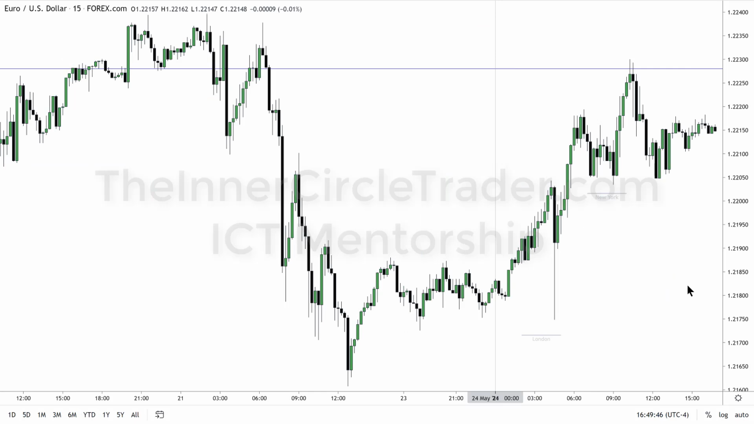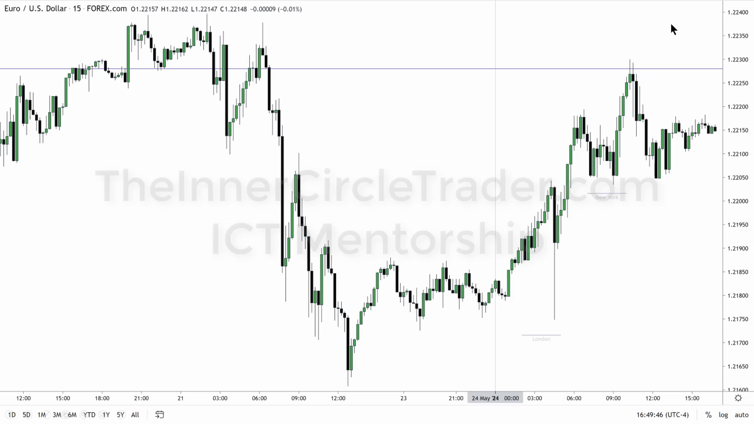Euro dollar 15-minute time frame. Nice little wicked Judas swing on the downside. London session. Rallies back up. This area right in here. Trades up into that and then completely returns back to the fair value gap on the hourly and daily chart. That's the discount low of that. We trade off of that and consolidate into the close.